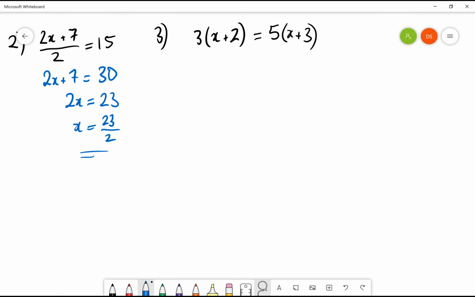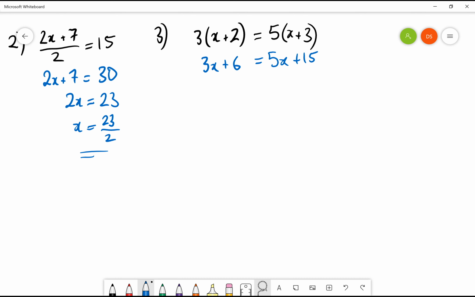All right. So some of you may have said that the first thing to do in this kind of situation is to expand. So I'm going to do that, see what happens. 3 times x gives me 3x, and 3 times 2 gives me 6. And that's equal to, what's 5 times x? 5x, and 5 times 3 is 15. So I haven't done anything different, I've just expanded.